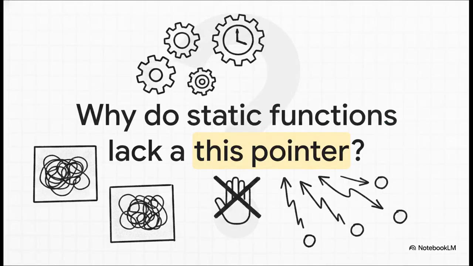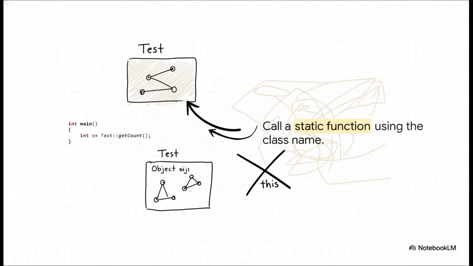Which brings up a really fascinating mechanical question. How do static functions actually operate? If they're shared by everything, how do they know who is calling them? The short answer is they don't, because static functions are associated with the class itself and not any specific object. You have to call them using the class name and the resolution operator, like test::count. Since there's no specific object involved in the call, there's no this pointer to pass. As a direct result of that, static functions can only access static data members. They are completely blind to individual object data.